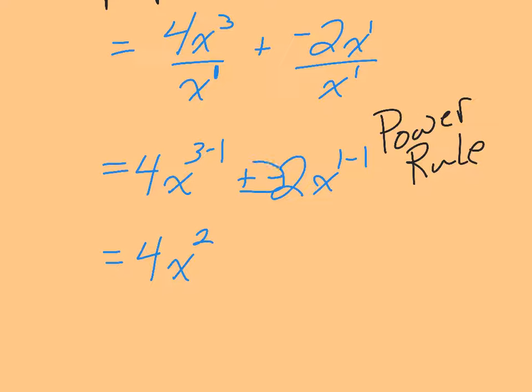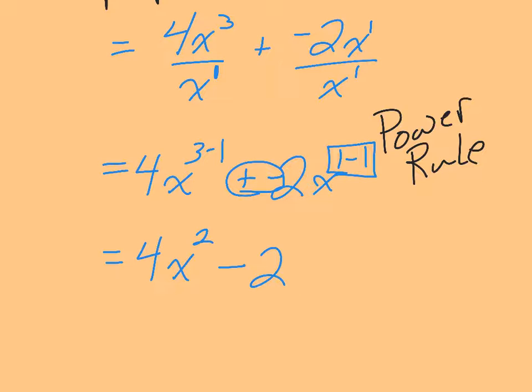Here, let's simplify this a little bit. Our positive and negative is just going to give us a negative 2. This is 0, so we get x to the 0. And we've said x to the 0, anything to the 0 is just 1, so we don't need to write that one down. So separate each term in the numerator and put it over the denominator. Then follow your power rules.